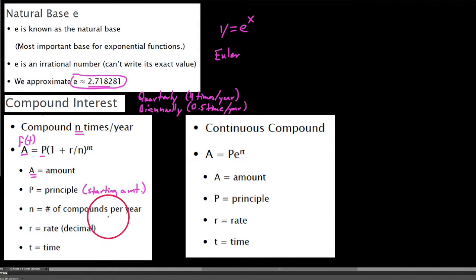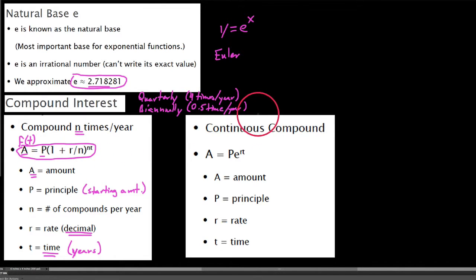We say n is the number of compounds per year. So again, if we said quarterly, n would be equal to 4, but if we said biannually, we would say n equals a half. Our rate r needs to be written as a decimal. It's going to be given to you likely as a percentage, but not always. And then last but not least, we have time, and most traditionally time is measured in years, but time could be any unit that we choose, I suppose. So for our n compoundings a year, we're going to use this first formula.